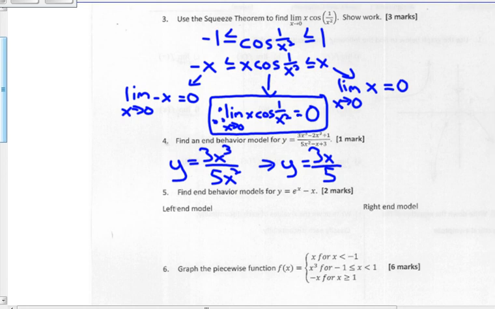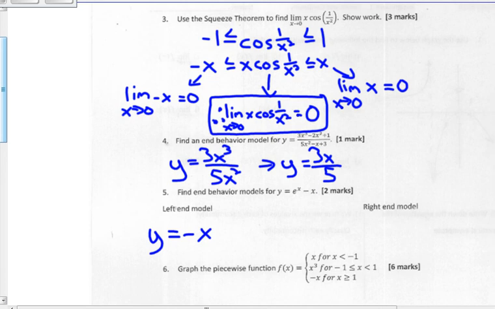Okay, end behavior model for e to the x minus x. So left end means x is going to negative infinity. If I put negative infinity, or negative a huge number, in for e to the x, e to the negative infinity, or negative a bajillion, is going to be 0. This one is going to turn into positive infinity, or something that's really big. So what's making more of a difference on the left end? The e to the x, which goes to 0, or the x, which is big? Obviously, it's the x part, or the negative x part of the function.